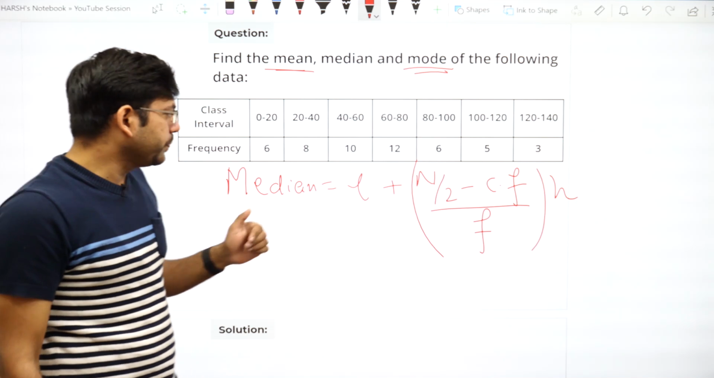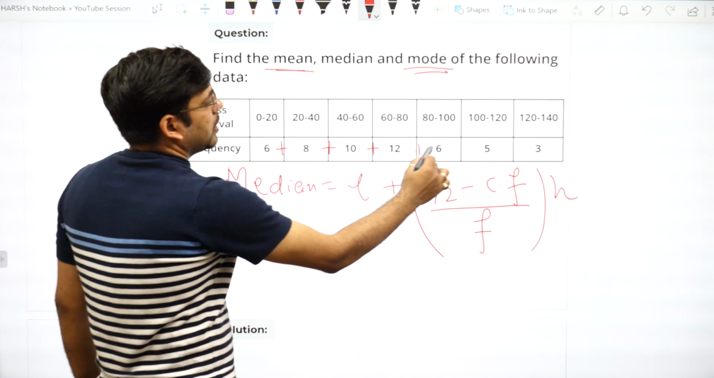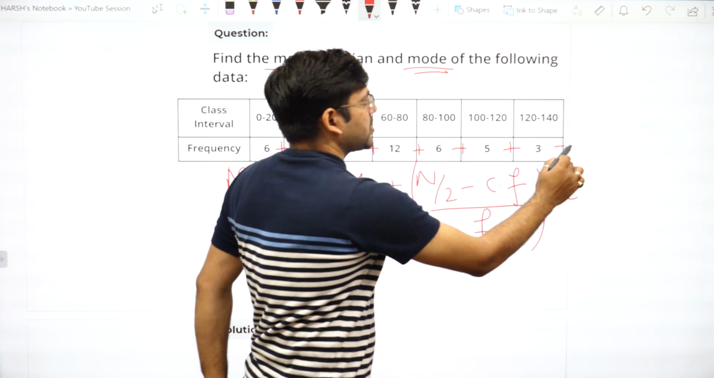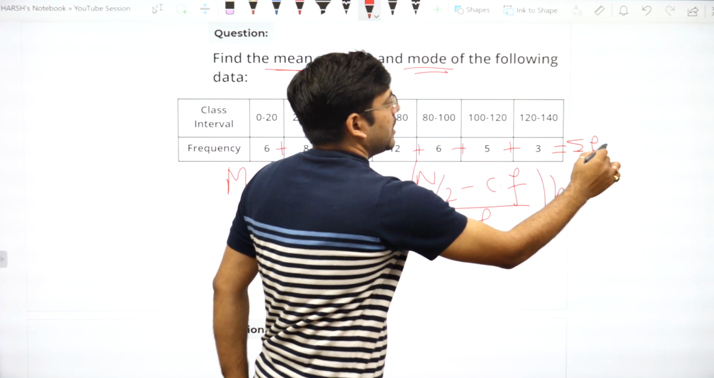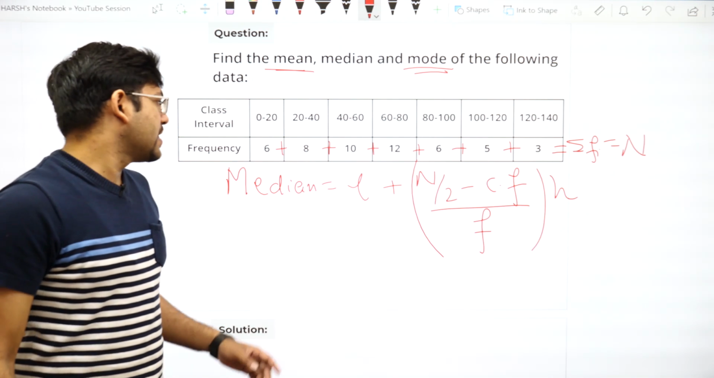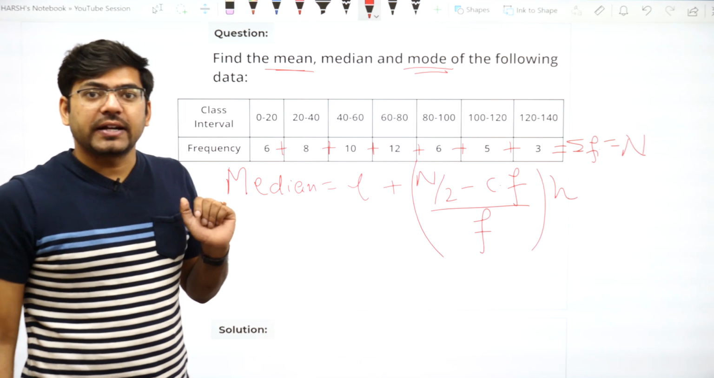Okay, so I'll tell you. First of all, you do addition of all the frequencies. Once you have added all of them, you will get a summation Fi, isn't it? This summation Fi is n. Now why I have got this n and all those things, I'll tell you that also.